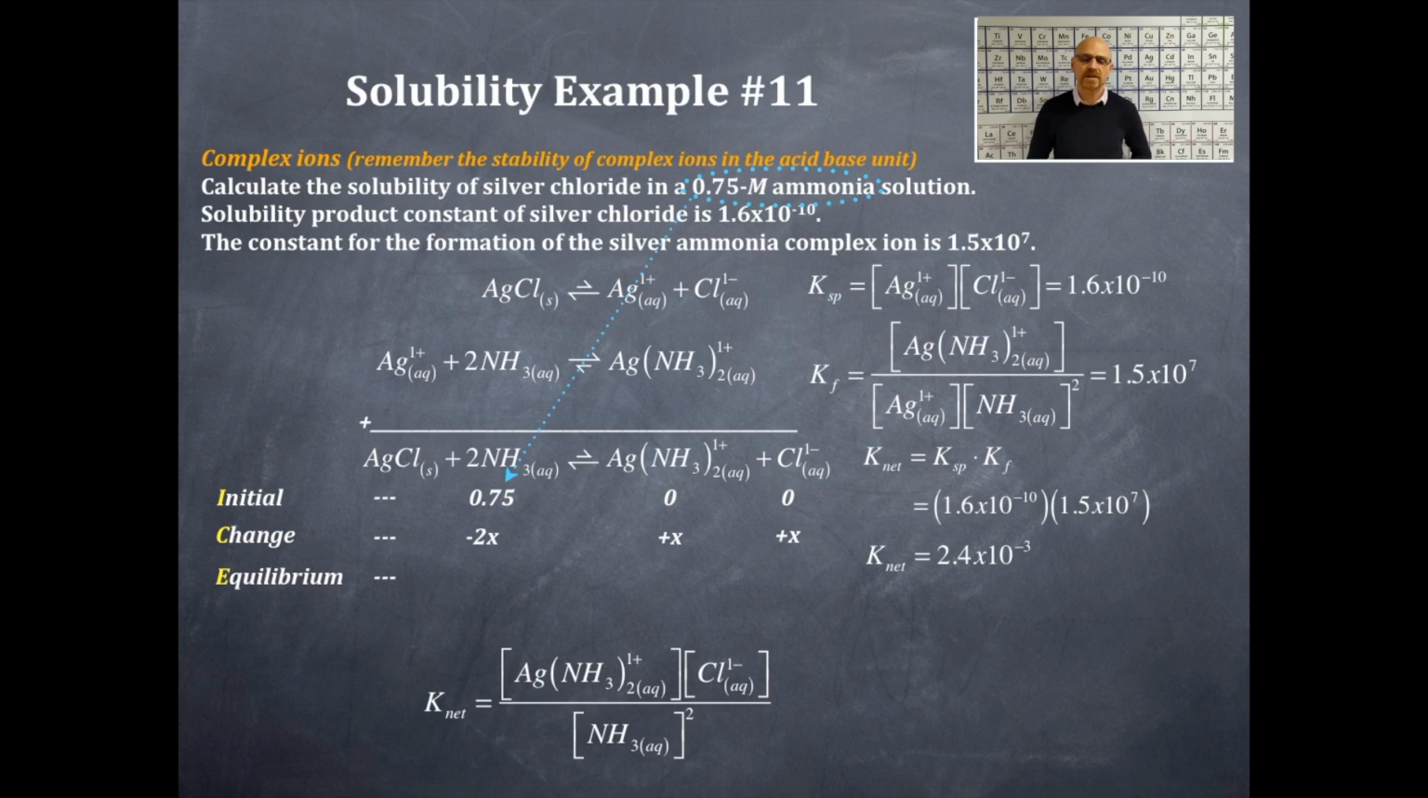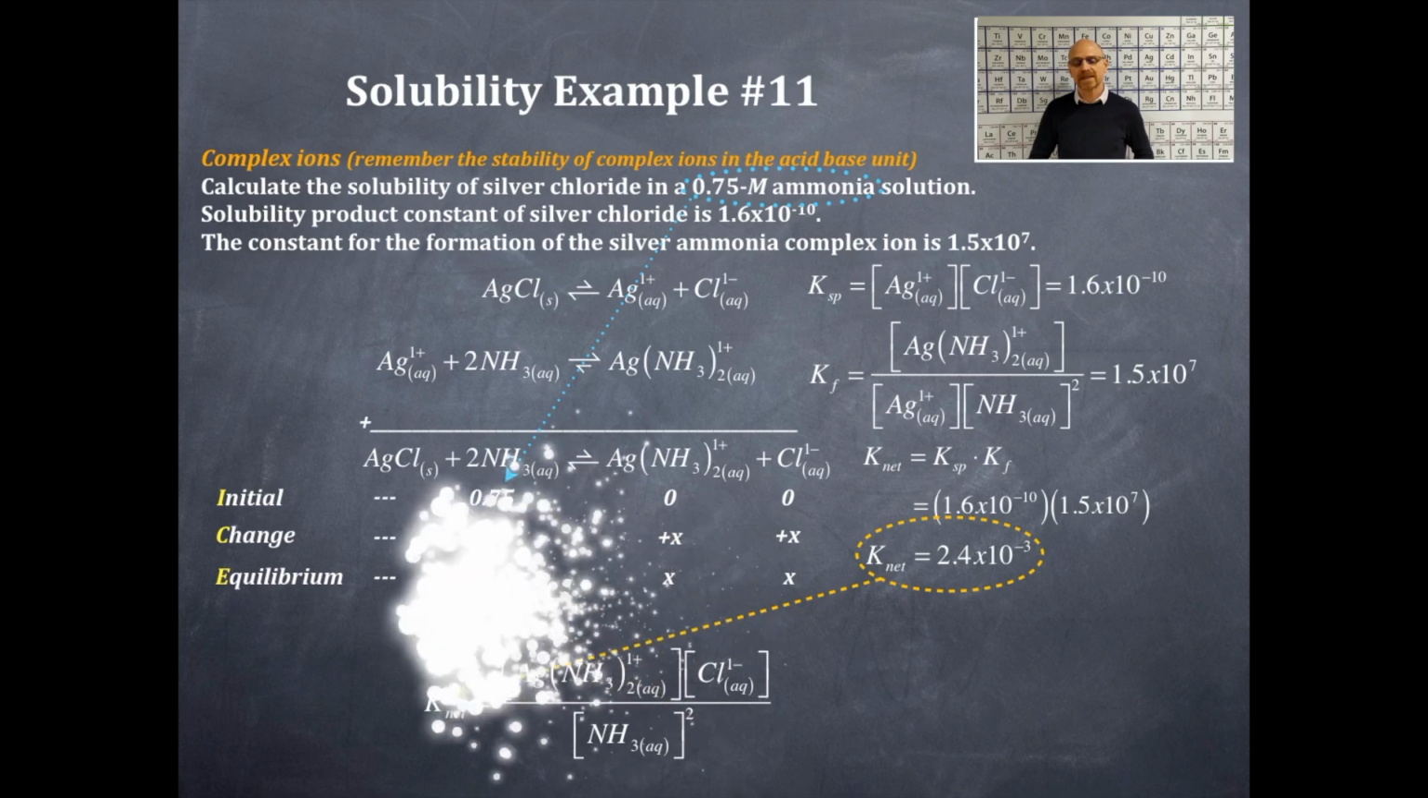I'm going to sum up these two values here, that is the initial and the change columns. I'm going to get my equilibrium here at 0.75 minus 2x. I got an x and an x. I'm going to plug all this information into my K-net equation, which is right down there at the bottom. I solve for my K-net value, and that is 2.4 times 10 to the negative 3.